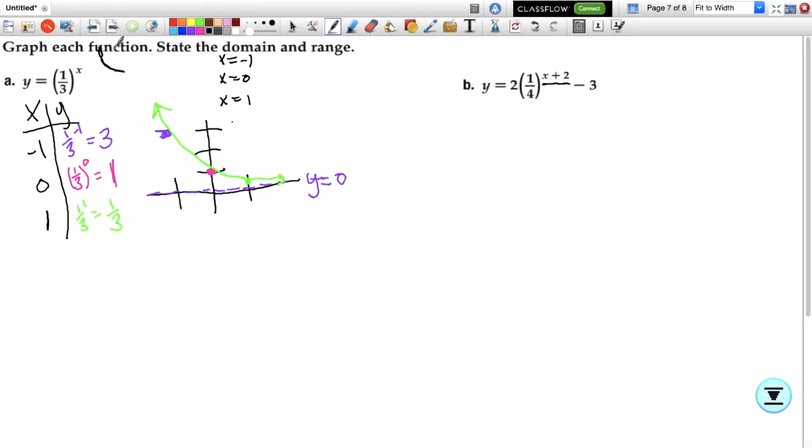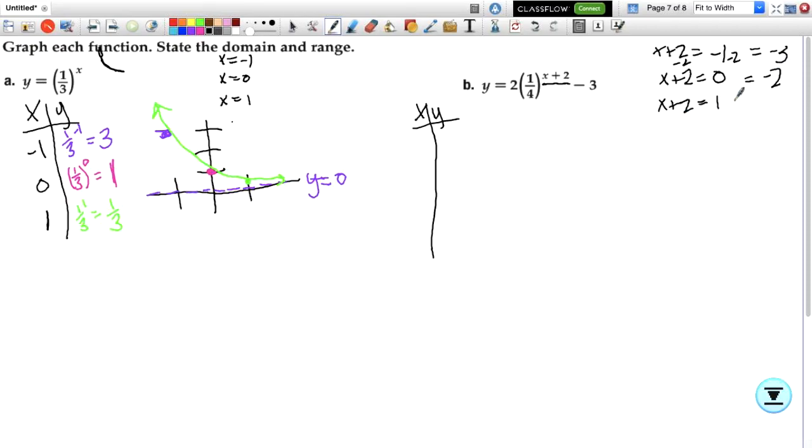I'm thinking of this shape again. I'm going to take my x plus 2 and I want it to equal negative 1. I'm going to take my x plus 2 and I want it to equal 0. And I'm going to take my x plus 2 and I want it to equal positive 1. So to get my x values for my table, I'm going to subtract 2 from each side. And that's going to give me negative 3. If I minus 2 minus 2, I'm going to get a negative 2. And if I minus 2 minus 2, I'm going to get a negative 1. Okay, so negative 3, negative 2, and negative 1 are going to be my exponents that I plug in to get what I need. So let's plug them on in.